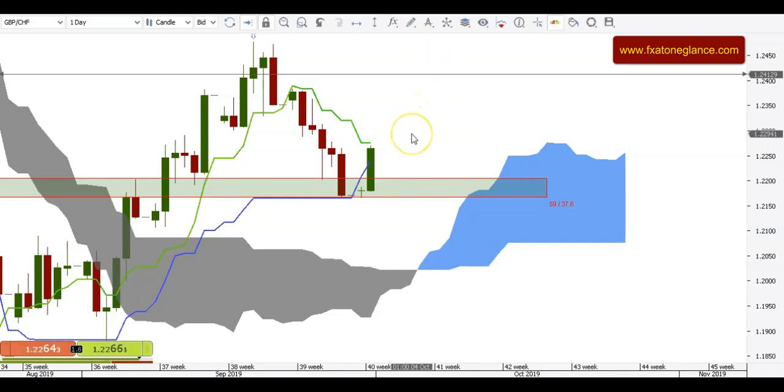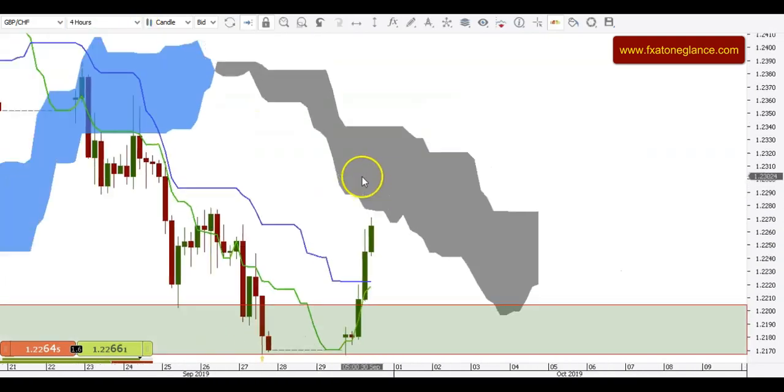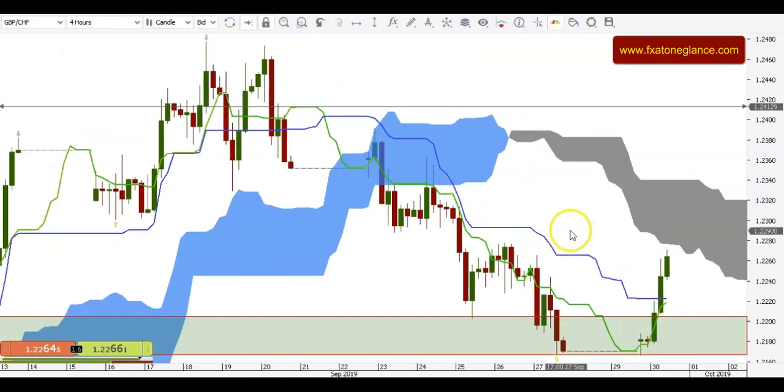Now I didn't give you a precise entry, because I won't stay on this daily time frame all the time. I'll go down to the 4-hour time frame, and then I'll look for my entry. So I'll go down to the 4-hour, and then you can see where the market came into my zone right here.